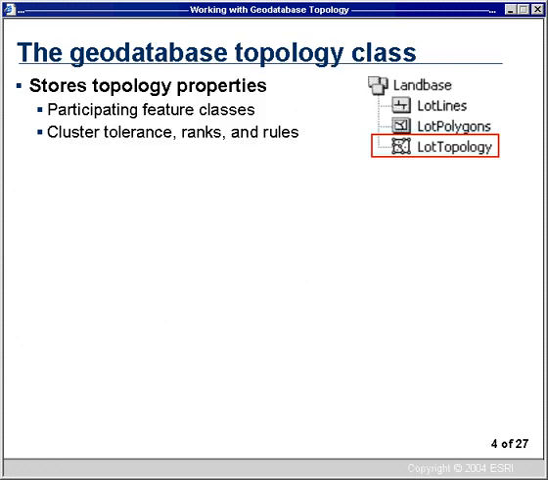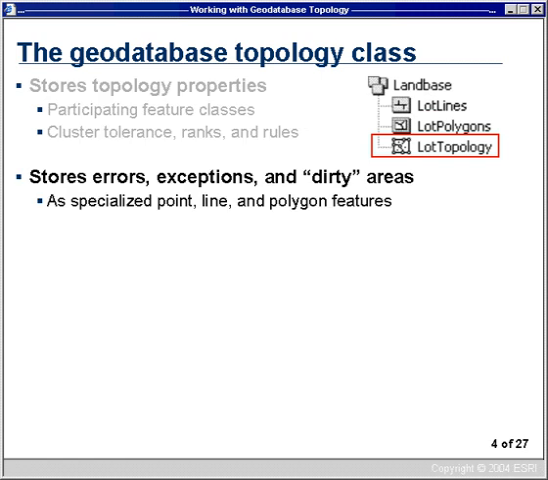So let's take a look at the geodatabase topology class. It stores properties like the participating feature classes, cluster tolerance, ranks, and rules. As you can see on the side here, we've got a feature dataset called land base, and in there we have a couple feature classes. All the feature classes within one feature dataset must have the same spatial reference. And this is also a requirement of the topology class for setting up a geodatabase topology. It must work with features that are in the same spatial reference. Therefore, that's why we must set up a topology within a feature dataset.